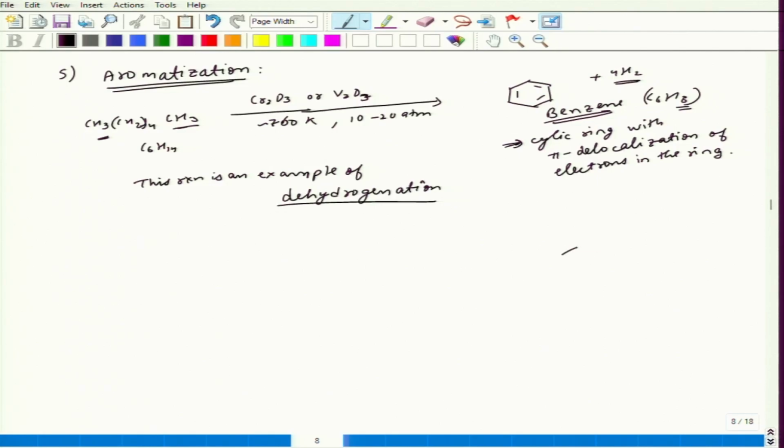There is also another aromatized product known as toluene. This is toluene. Let us see how we can produce this. We know that we need one CH3, meaning one of the carbons will contain one CH3, that is, a tertiary carbon.